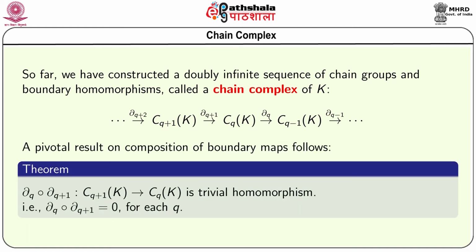A pivotal result on composition of these boundary maps is given in this theorem. In this diagram, if we take del Q composed with del Q plus 1, then this composite map has its domain as CQ plus 1 K and ends up at CQ minus 1 K.